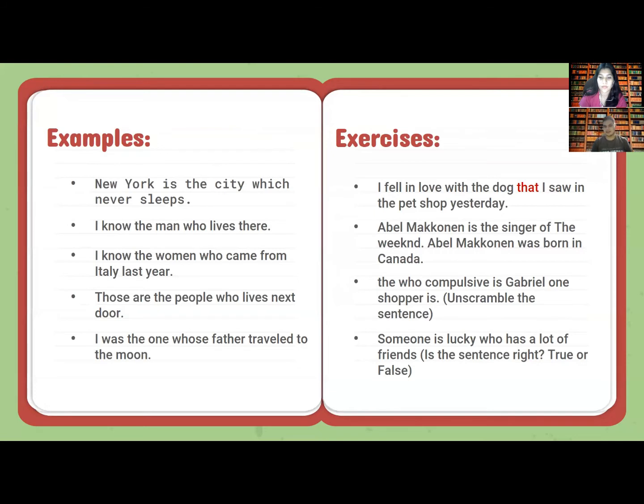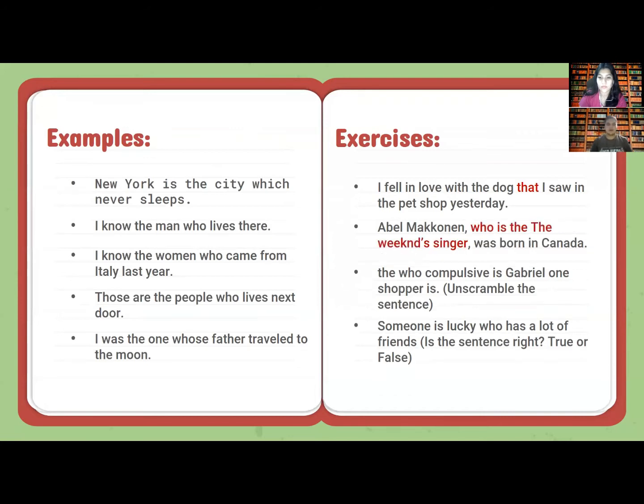In the second exercise, we have two sentences. Abel Tesfaye is the singer of The Weeknd, and Abel Tesfaye was born in Canada. We combine these sentences using the subject relative pronoun "who," because I'm referring to Abel, who is a person. So: Abel, who is the Weeknd singer, was born in Canada. It could also be: Abel, who was born in Canada, is the Weeknd singer.